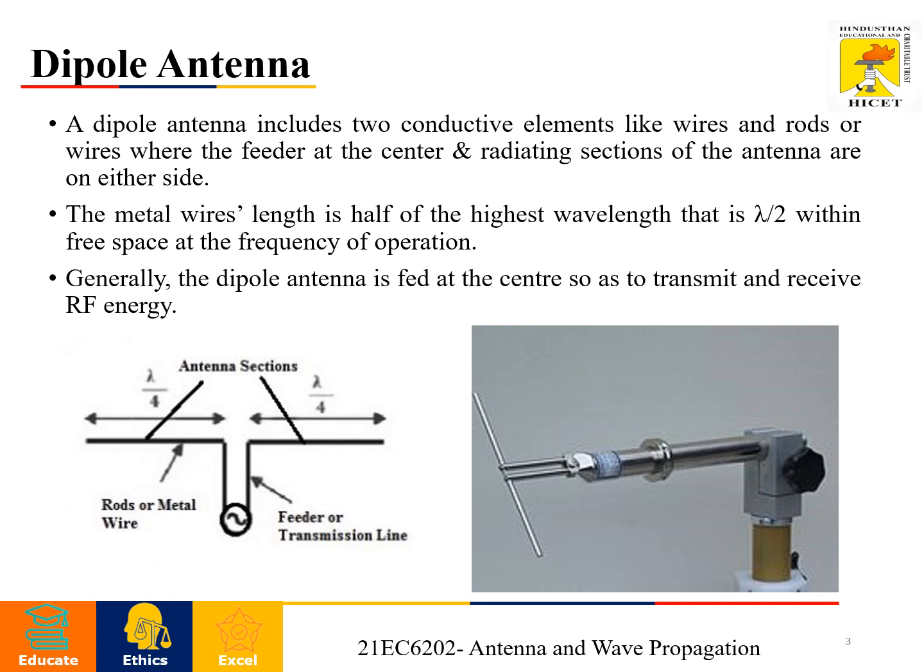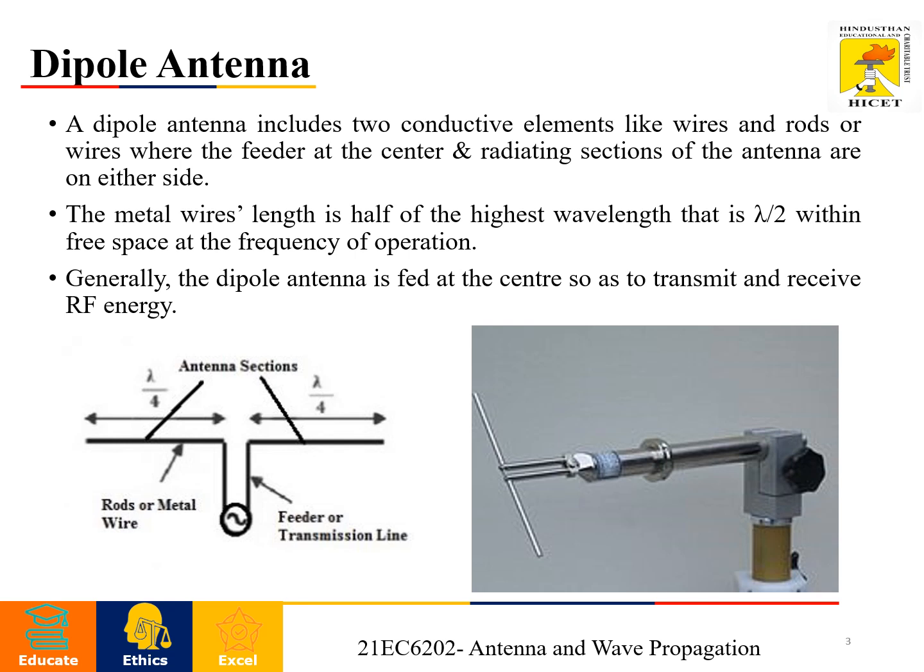Dipole antenna. So what is a dipole antenna? A dipole antenna includes two conductive elements like wires or rods, where the feeder is at the center and the radiating sections of the antenna are on either side. The metal wire's length is half of the wavelength, that is lambda by 2, within free space at the frequency of operation. Generally, the dipole antenna is fed at the center so as to transmit and receive RF energy.